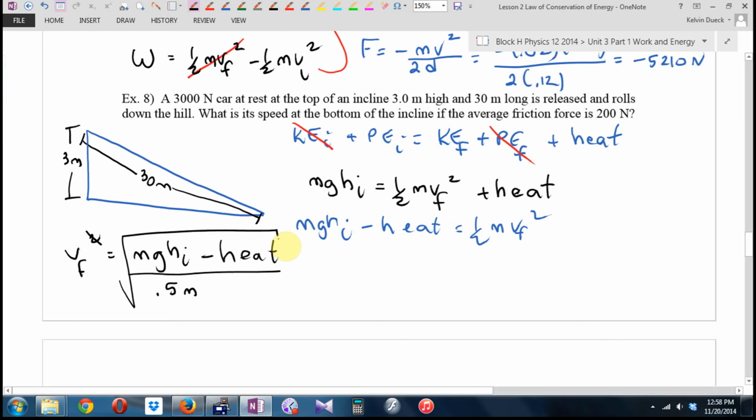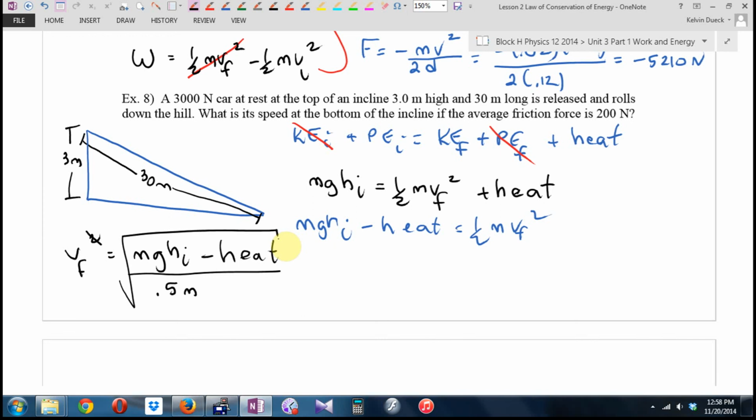Do I know the mass? Well, actually, they didn't give me the mass. What did they give me? Word begins with W. They give me the weight in newtons, but I can figure out the mass. Do I know the height? Yeah. Do I know how much heat was generated? Well, it ain't 200, because that 200, what are the units next to that 200? That's a force.